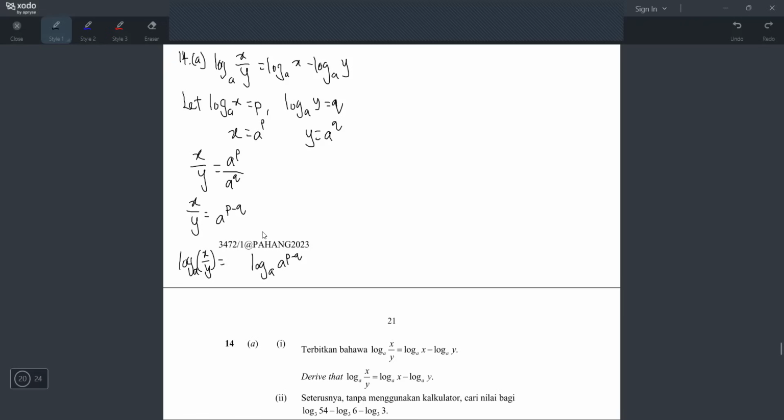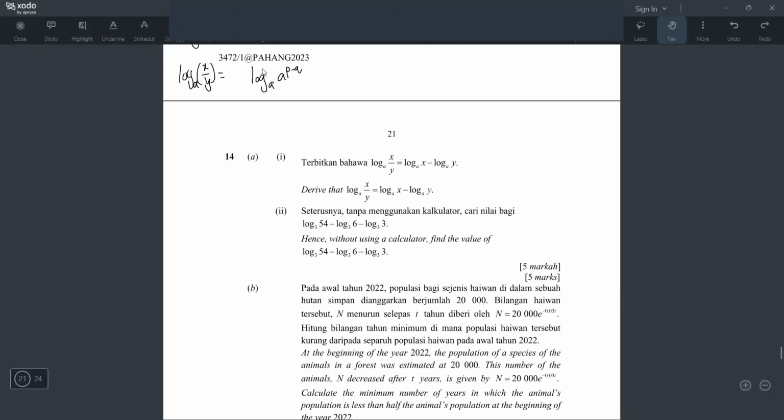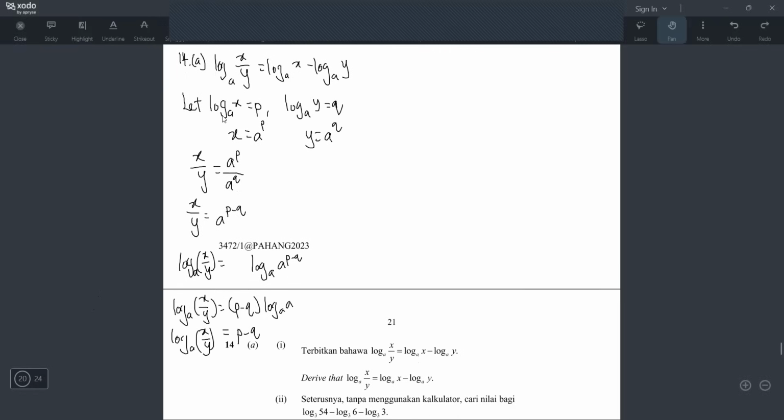And don't forget, the power can be brought to the front. So log base a of x over y equals the whole p minus q brought in front, and then you're left with log a base a. What is log a base a? It is 1, because when the log number and the log base are the same, it is 1. So you're left with p minus q on this side, and log x over y base a. But what is p minus q? It's log x base a and log y base a.